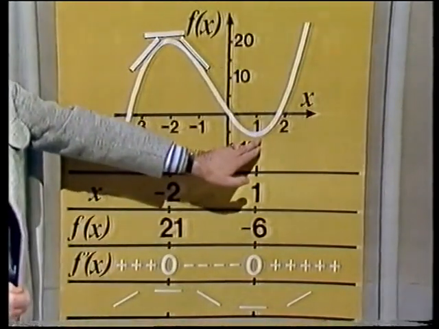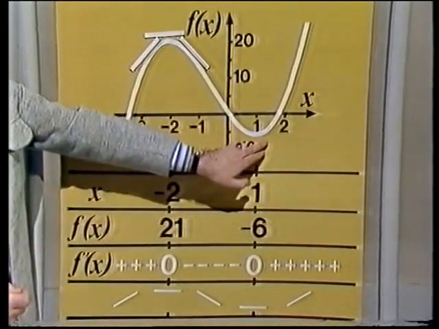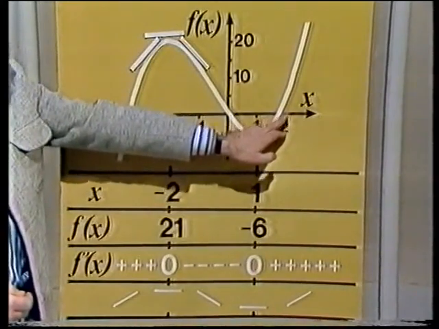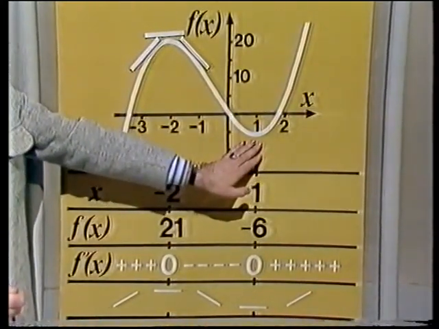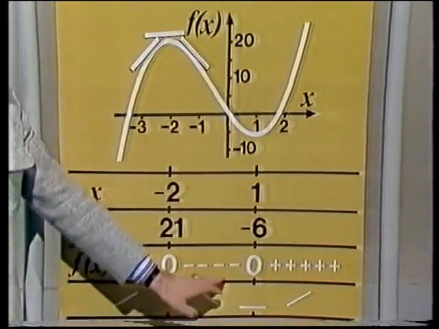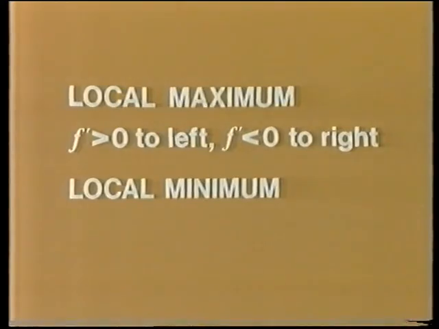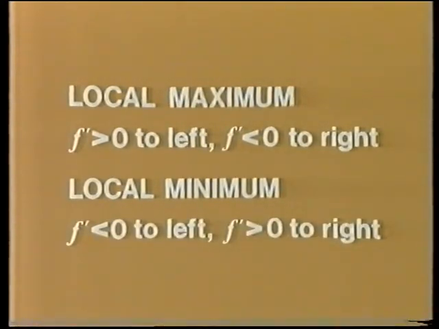Now, at 1, the curve goes from decreasing to a horizontal tangent to increasing, and that gives a local minimum. In terms of derivatives, it's negative, 0, and positive, which gives the local minimum. So for a local maximum, we need the derivative to be positive just to the left and negative just to the right. But for a local minimum, we need the derivative to be negative just to the left and positive just to the right.